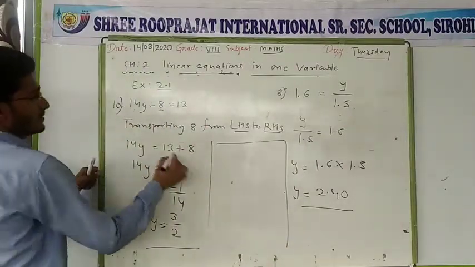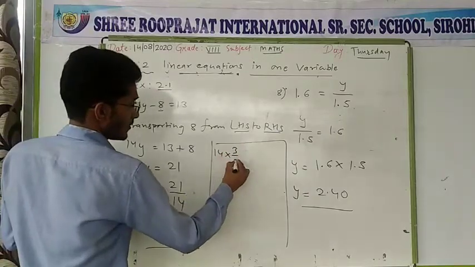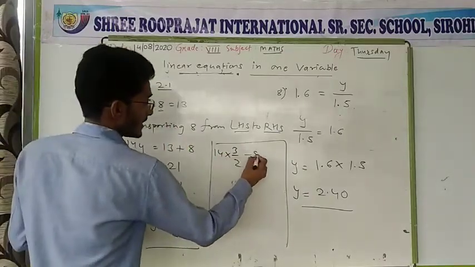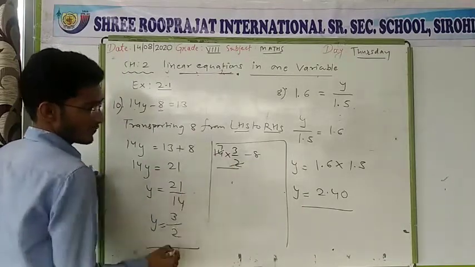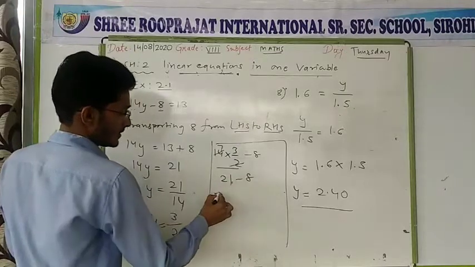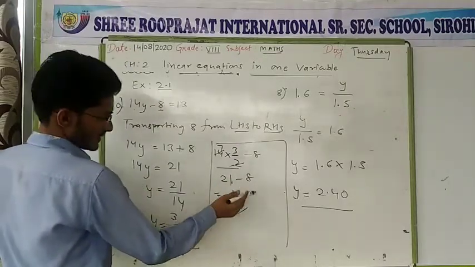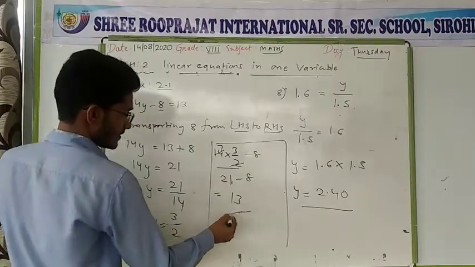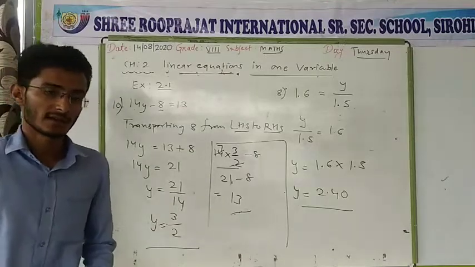So 3 by 2, 14 multiply with y, and the value of y is 3 by 2, minus 8. If you solve this part, 2 ones are 2 and 2 sevens are 14. 7 multiply with 3, 21 and minus 8. So 21 minus 8, you will get, sorry, 30. So we are getting 30. That means our answer 3 by 2 is correct.